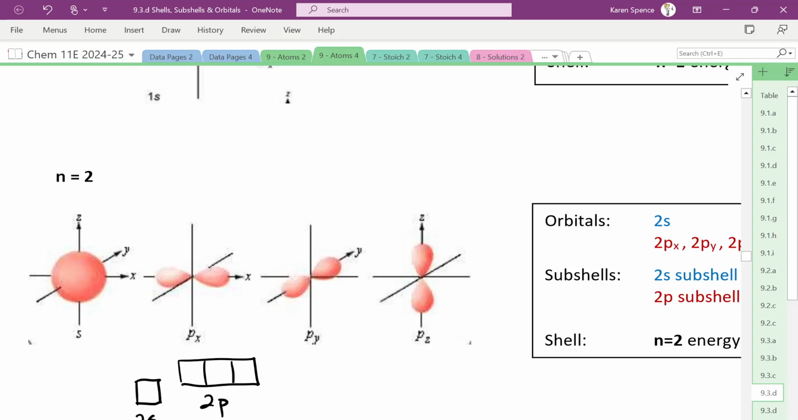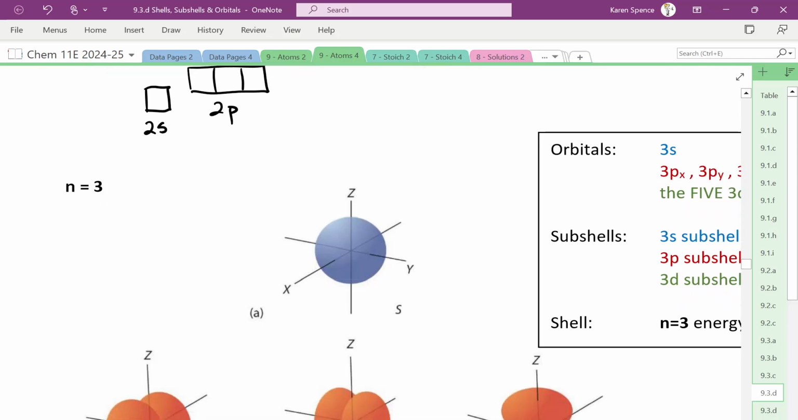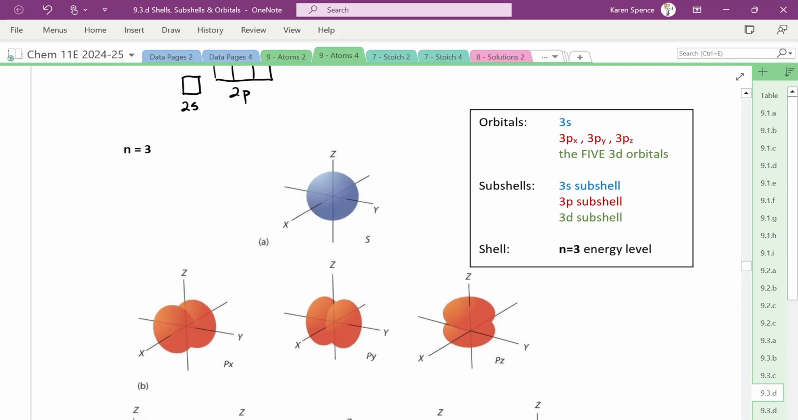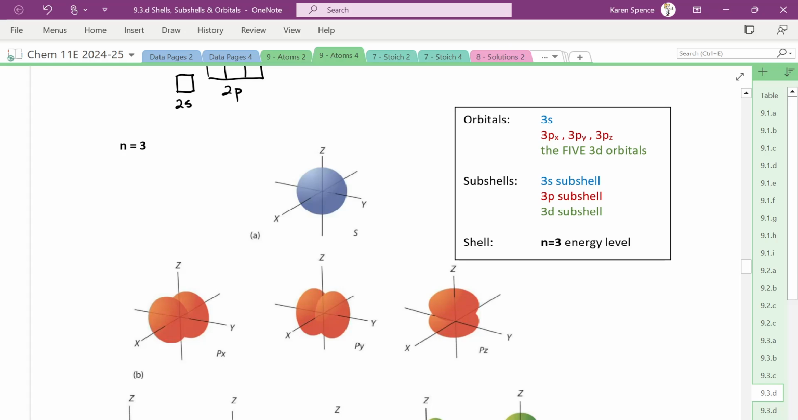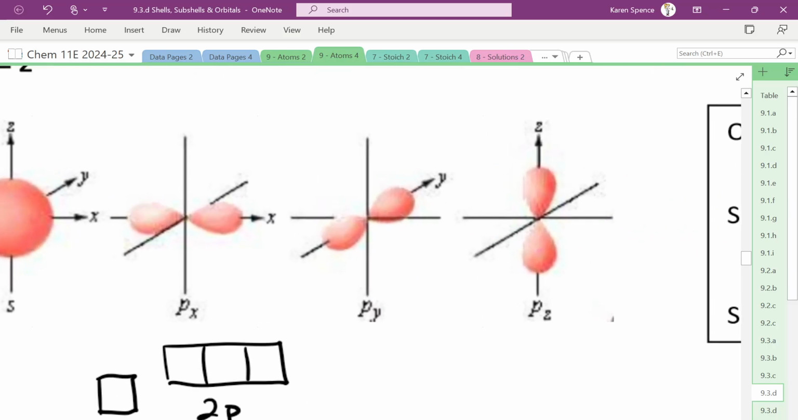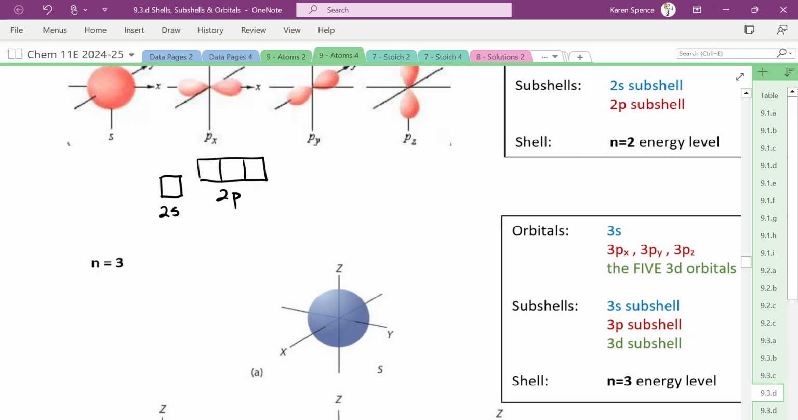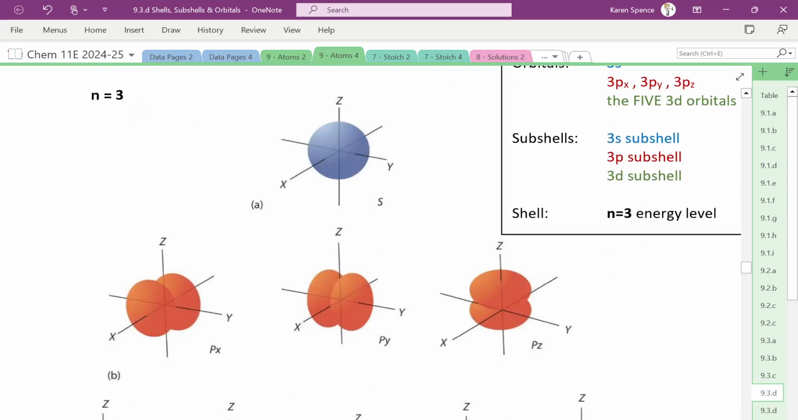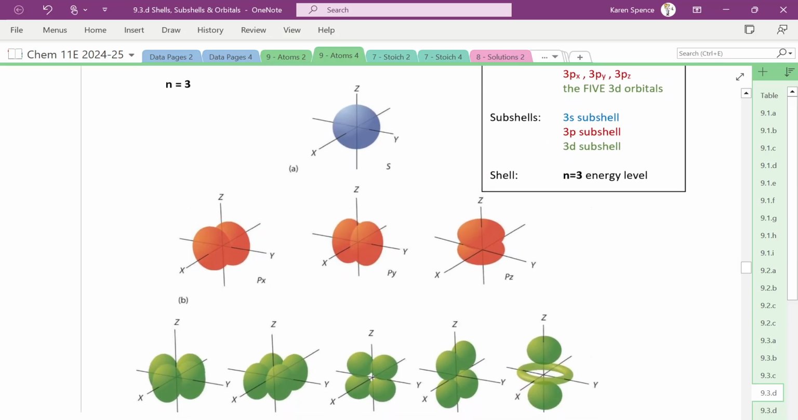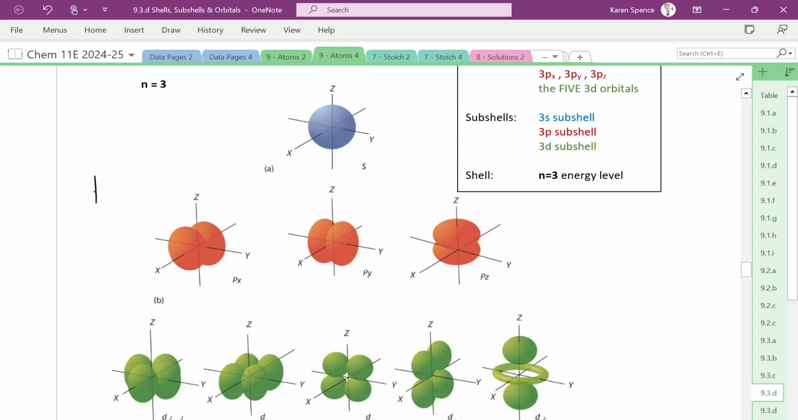2p subshell. Okay, and then at n equals 3, sometimes you'll see p orbitals, rather than being quite so balloon-like, they'll just kind of draw them as blobs. Yes? So at n equals 3, we have the 3s, we have the 3p, and then we have the 3d.